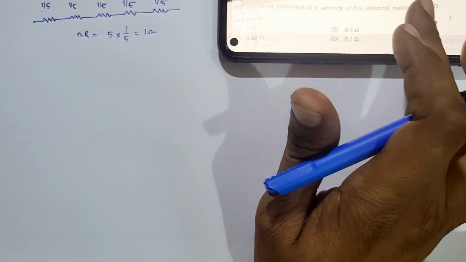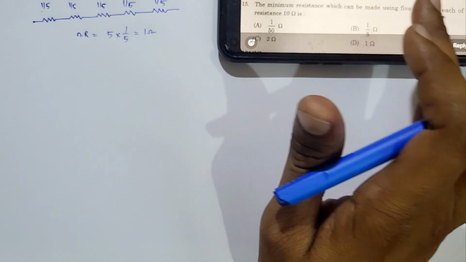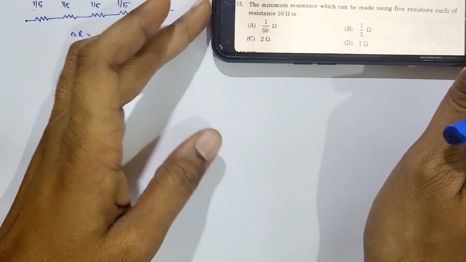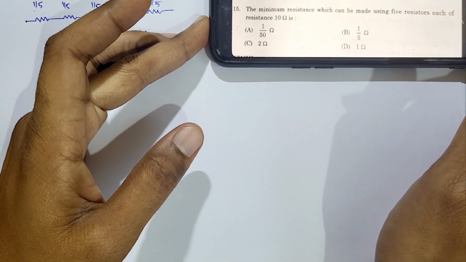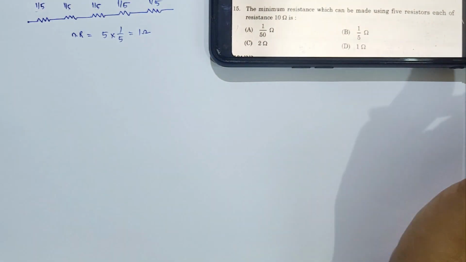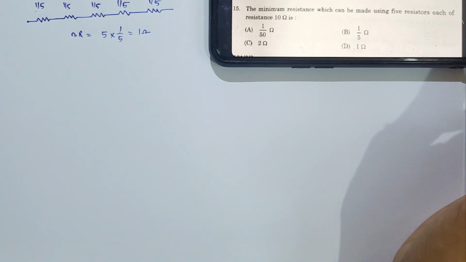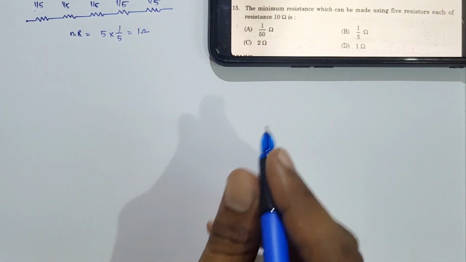Okay, this is clear. Let us go to the next question. See here what they asked. The minimum resistance which can be made using 5 resistors, each of resistance 10 ohm. They are asking for the minimum resistance. Minimum resistance means what? We have to connect them in parallel.